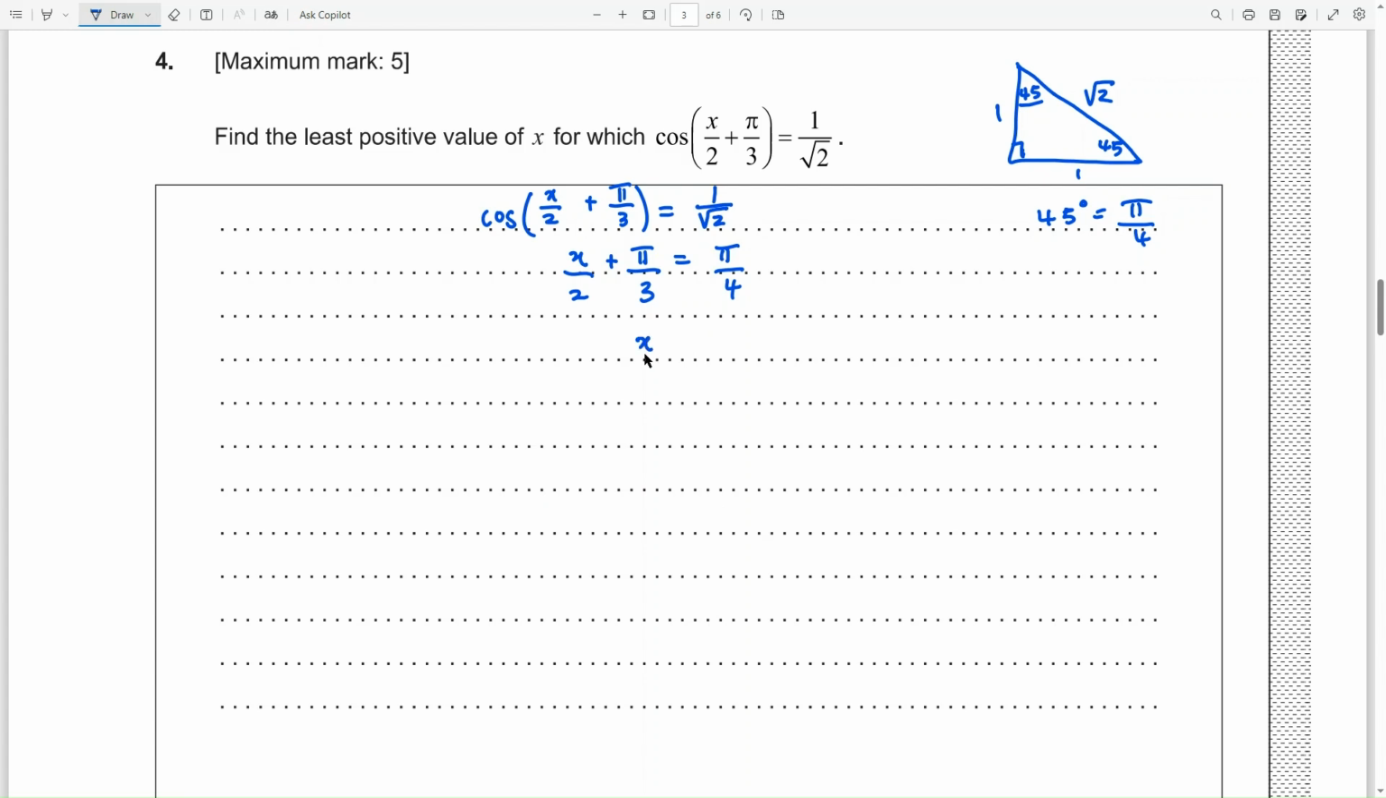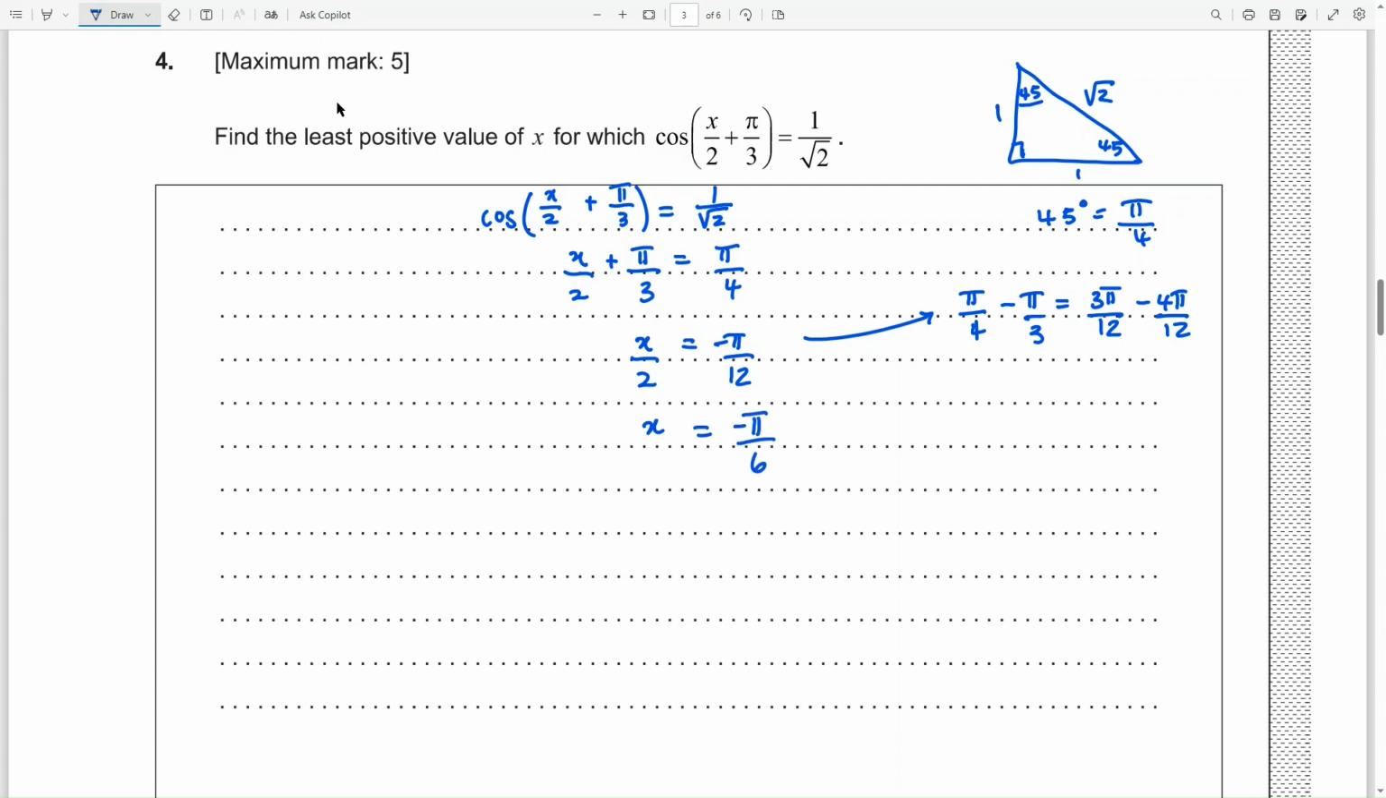Subtract pi over 3 from both sides, and you need to work that out like you would any other fraction. Pi over 4 minus pi over 3. Multiply the first fraction by 3, you get 3 pi over 12. Multiply the second fraction by 4, you get 4 pi over 12. So that's going to give you negative pi over 12. And then you multiply both sides by 2, and you get x is equal to negative pi over 6.